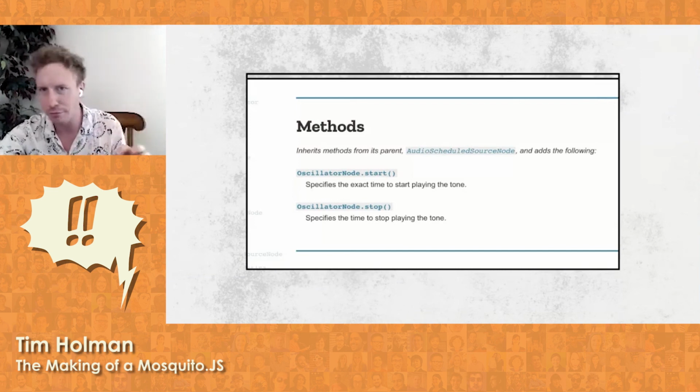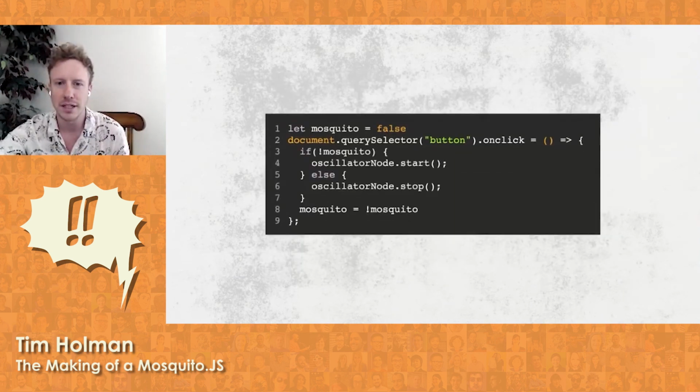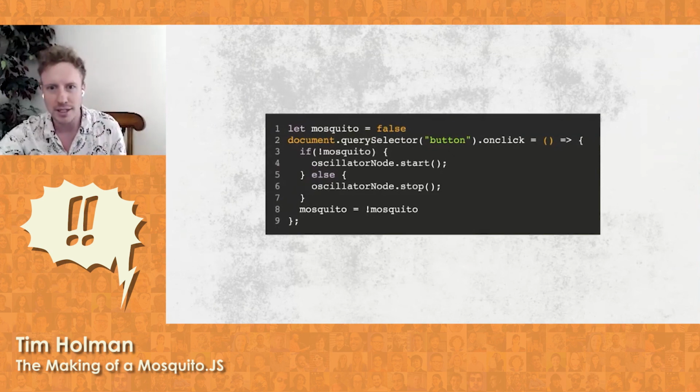At the moment I was refreshing. It was really difficult to debug. And the oscillator had a start and a stop. So I thought, okay, let me just plug that in to the Mosquito, so I can press that button, and I can press it again to stop.